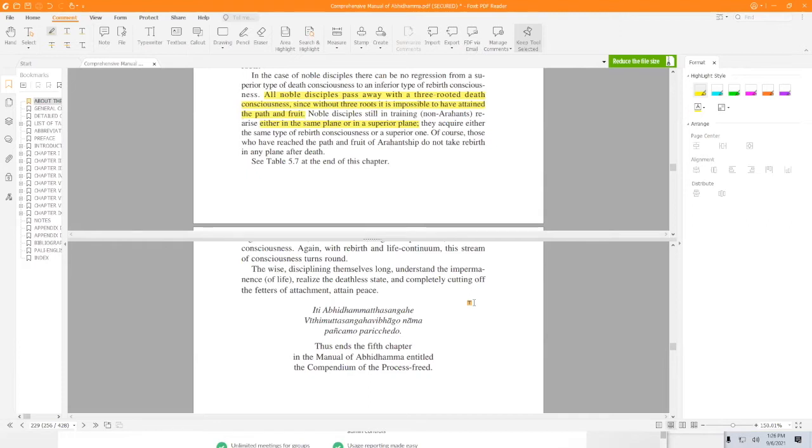In particular, what happens to the Bhavanga? Why? Because if there's no Bhavanga, how does an Arahant have any consciousness at all? What is the death process there that doesn't cause rebirth? How does that happen?